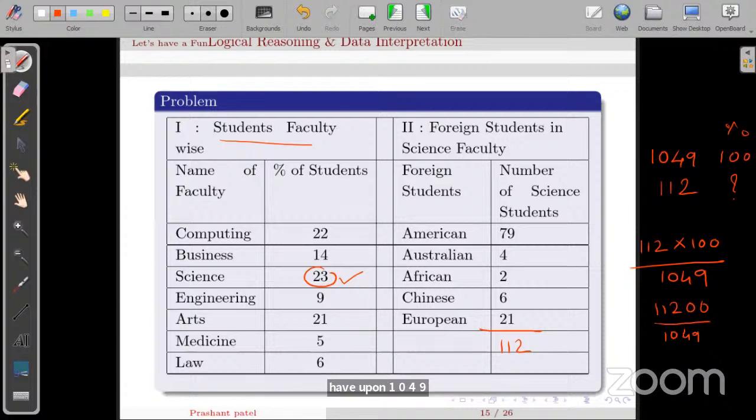And if I'm trying to divide this by 1049, so 1049 multiplied by 0. If I multiply 0 here in the denominator, so if I make 10 here, 10490 will be there, and it will give me certain things. So the answer of this one is approximately 10 point something percentage. Are you getting what I'm saying?